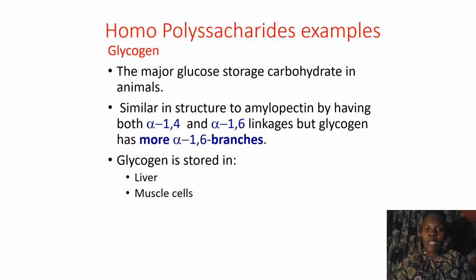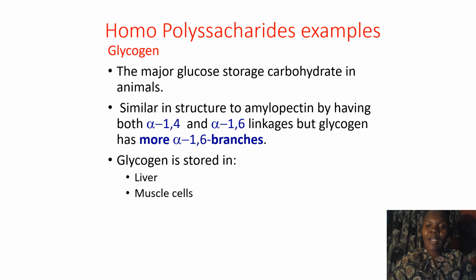So it's a major glucose storage form for carbohydrates in animals as well as humans. It is similar to amylopectin, but it is more branched, meaning you can go 6 to 8 alpha-D-glucose units, then you meet a branching point in glycogen. But for amylopectin, you can go 20 to 30 glucose units before you find a branching point. So glycogen is more branched than amylopectin.